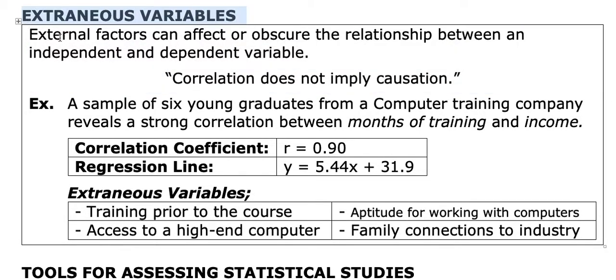extraneous variables. As discussed in section 3.4, external factors can affect or obscure the relationship between an independent and dependent variable. We have to remember that correlation does not imply causation. That means that if we see that they are changing one another, affecting each other in some way, that doesn't necessarily mean that one variable is causing that change. And you can review section 3.4 to get further details on some of those different types of correlation interpretations.